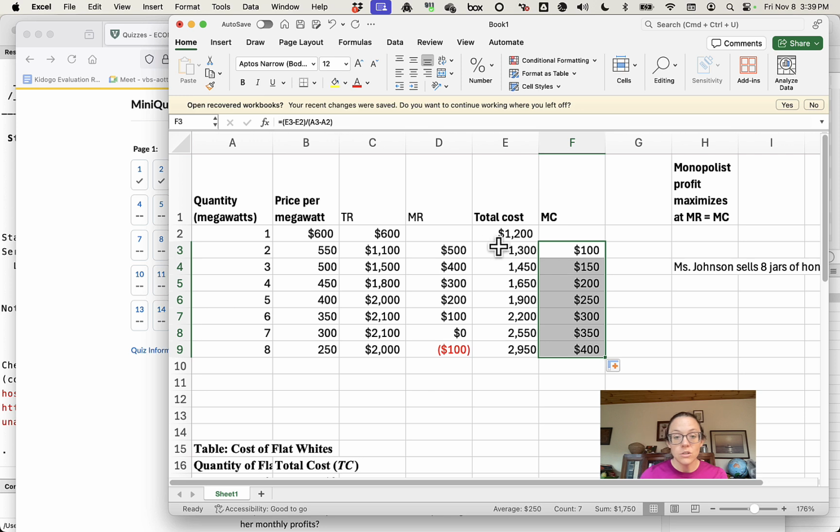So essentially what we can do is compare marginal revenue to marginal cost. So this first one, marginal revenue is greater, so we're definitely going to produce that unit. Marginal revenue is still greater, so we're going to produce that unit. Marginal revenue is still greater, so we're going to produce that unit. For our fifth megawatt, 200 is less than 250, so we are not going to produce that unit. So we're going to stop at 4 megawatts.